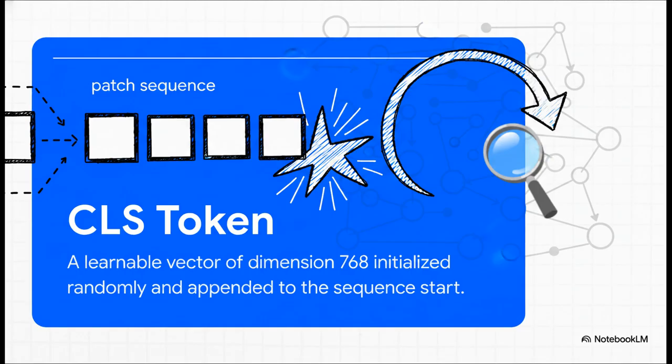It actually starts out completely blank, just randomly initialized, and we glue it, or concatenate it, right to the very front of our patch sequence. It's essentially an empty container we're sending into the network alongside our image data. Definitely keep this token in mind because it is the true star of the show.